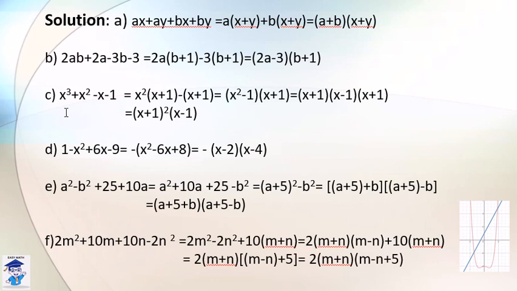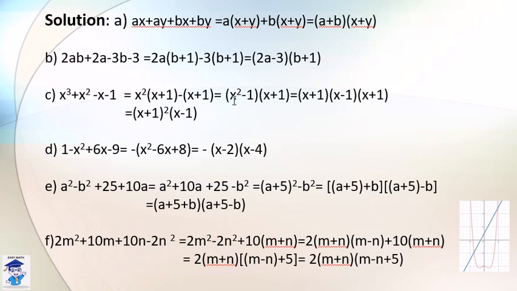Number C, x cubed plus x squared minus x minus 1. So the first 2 terms we can take out x squared, so this is x squared times x plus 1. And the last 2, when grouping, is negative x plus 1. So they are the same terms, x plus 1, take out. So this is x squared minus 1 times x plus 1.